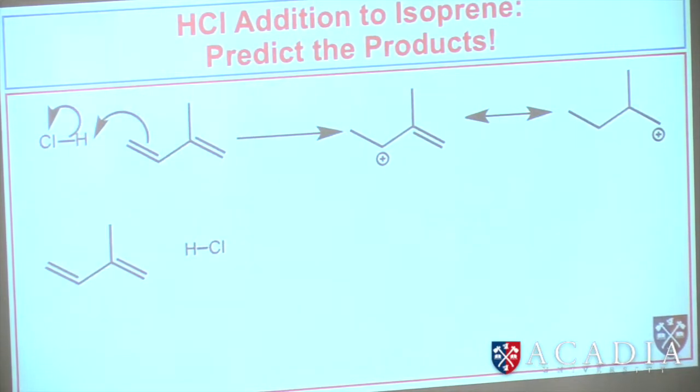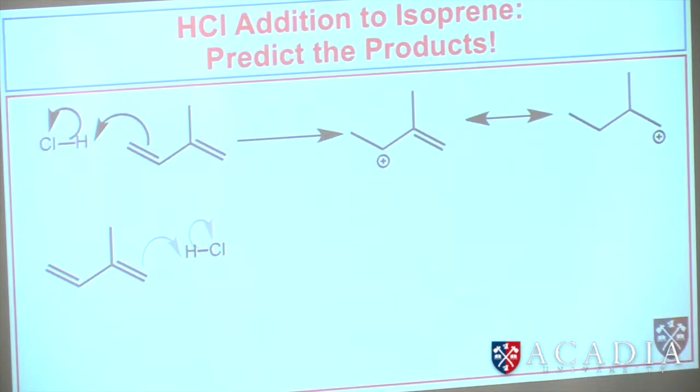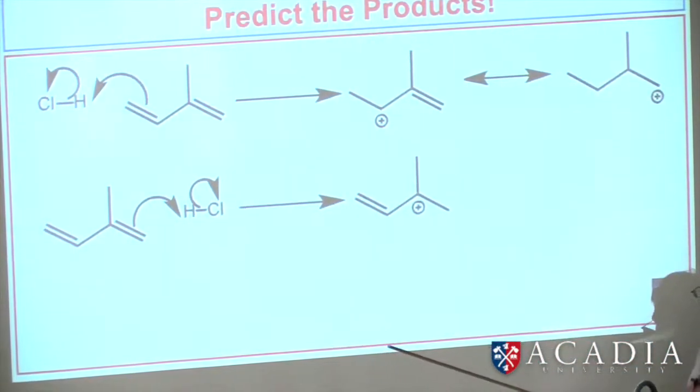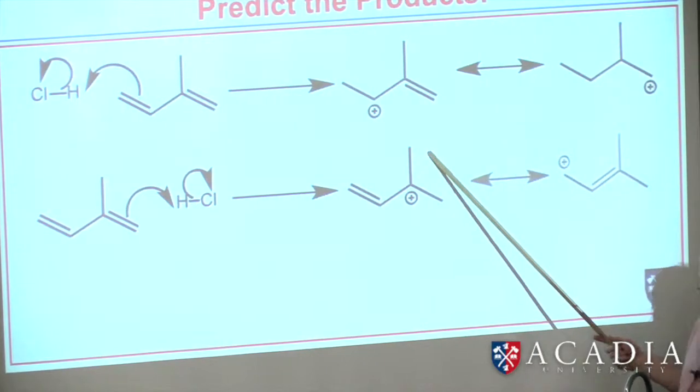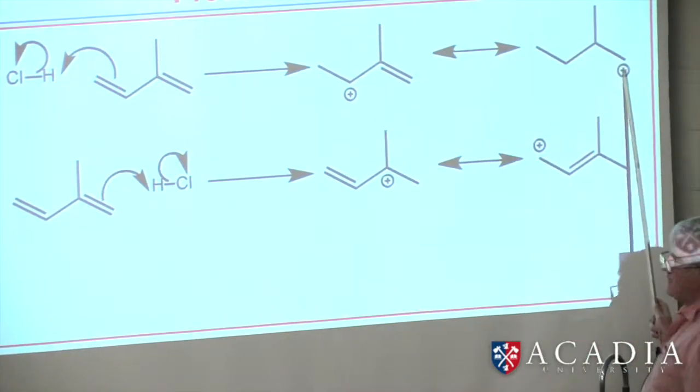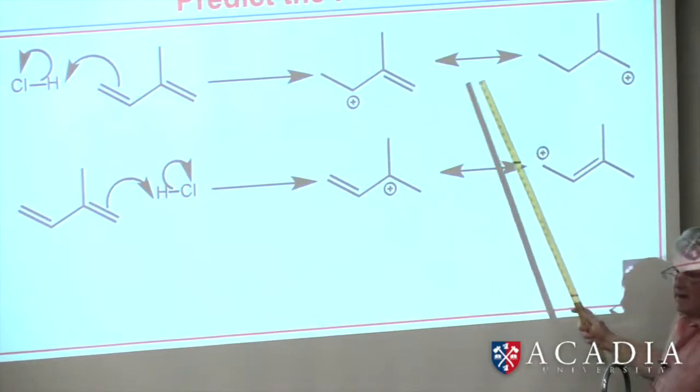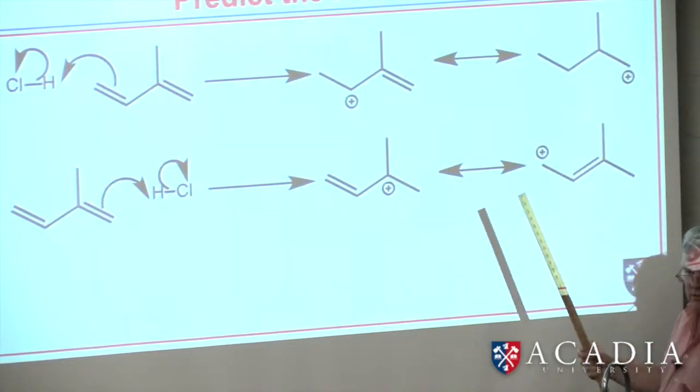We could protonate on the other side. Okay, and if we protonate on the other side, again, we're going to get an allylic carbocation. Let's take a look at these. Let's do a little bit of analysis. We have a primary carbocation versus a secondary carbocation, and the true structure somewhere in between.